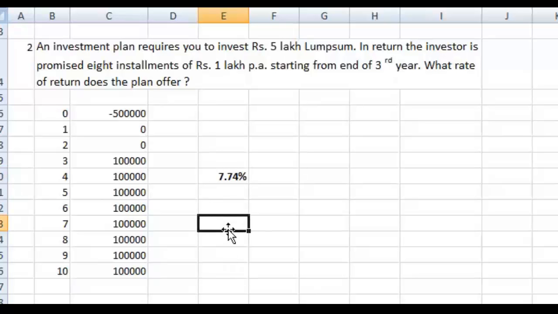Right, so that's IRR for you. One of the most useful functions to calculate a rate of return being offered by any plan that you may actually come across.